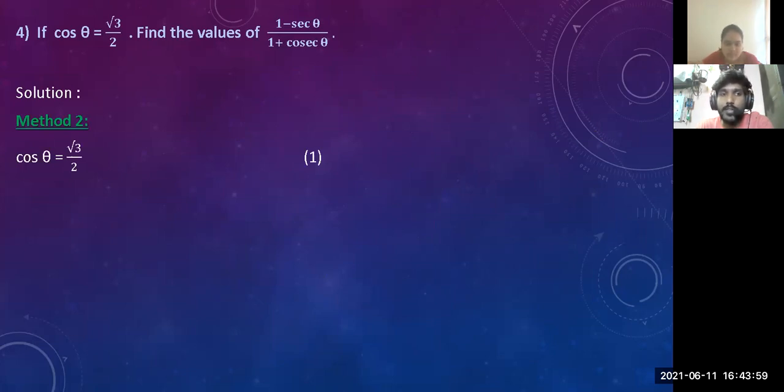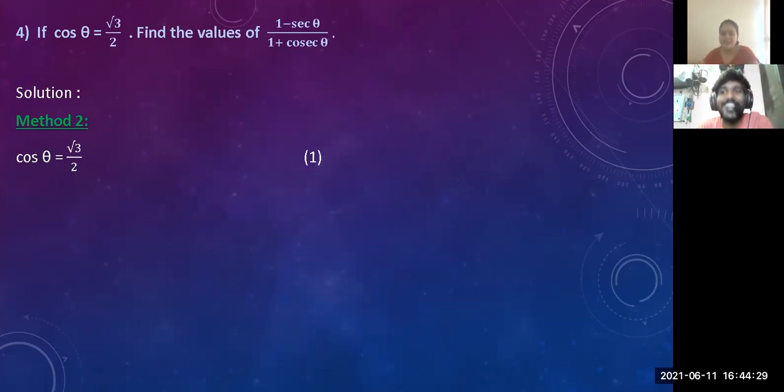Do you have the table with you? The angle table? The textbook. Yeah, okay. Open it. Or can you tell me at which angle cos theta is root 3 upon 2? Think about it first, and if you're not recollecting, then look in the textbook.